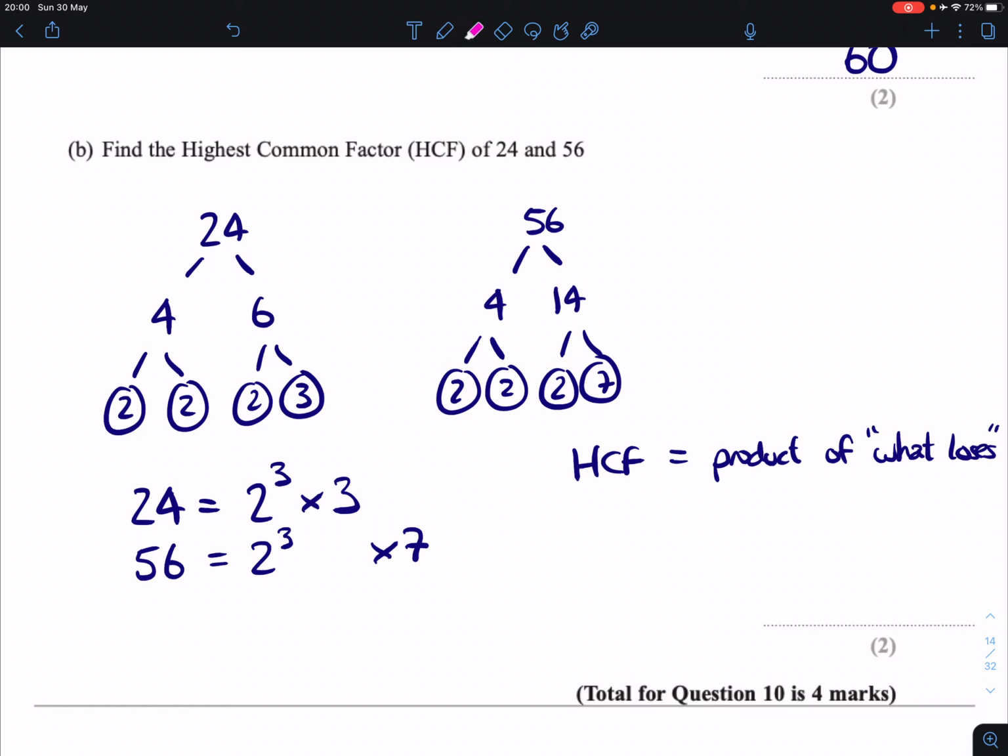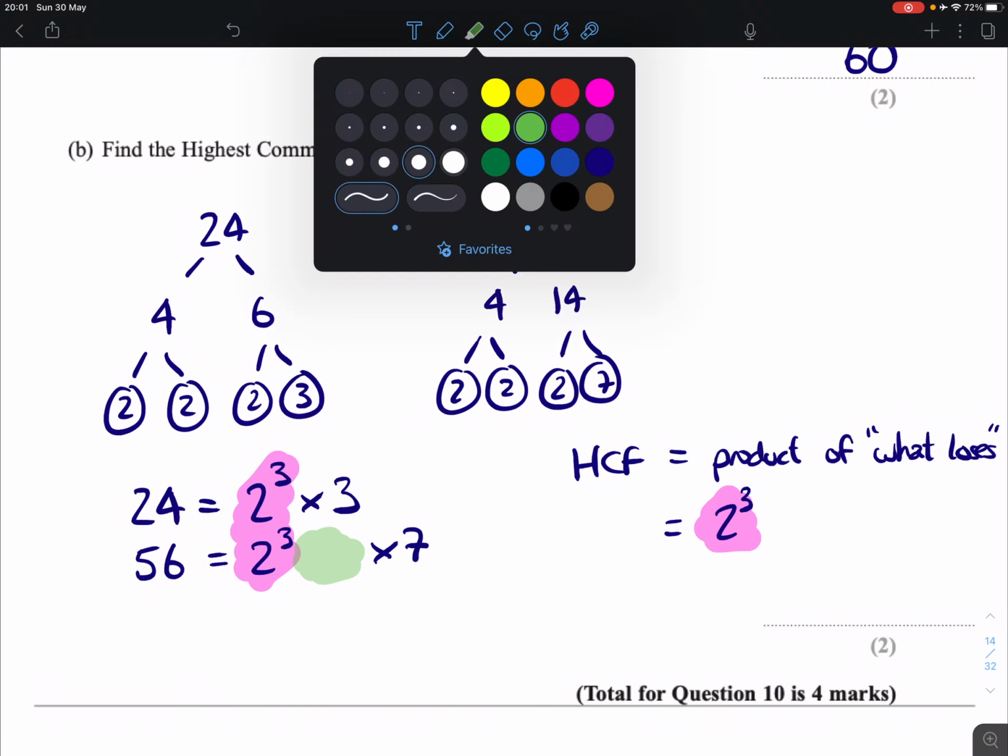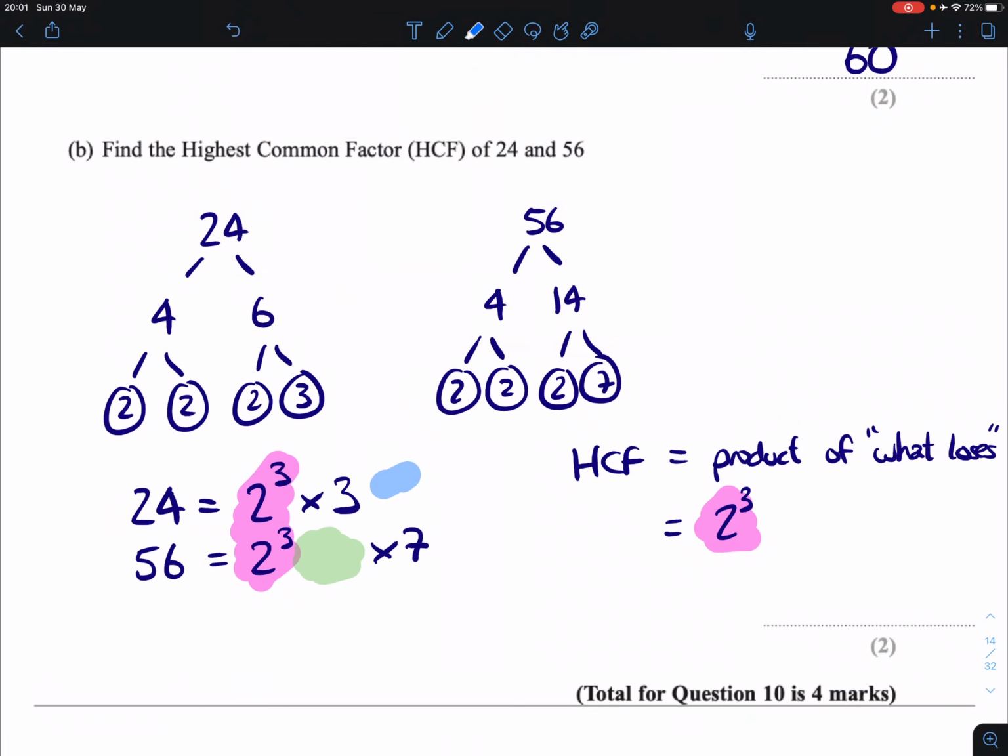So as far as the 2 cubes go, they're both the same again. So 2 cubed loses, it doesn't matter which one we pick, it loses. As far as the 3 goes, there are no 3's here, so that loses, and there are no 7's here, so that loses. So there's nothing to multiply on the end of that. 2 cubed is all we're going to get for the highest common factor, which is the biggest number that both of these can be divided by. So the highest common factor here is 8.